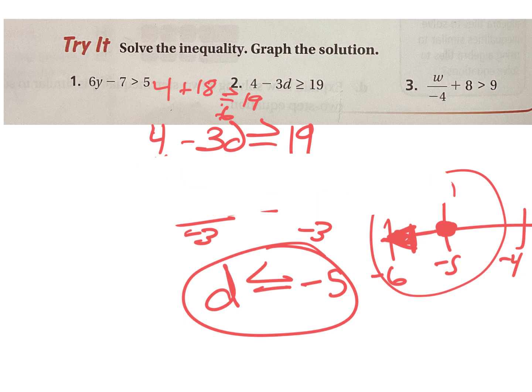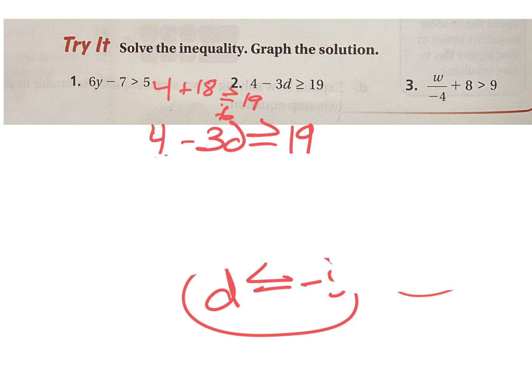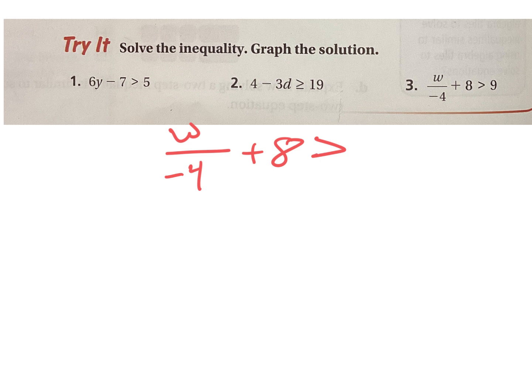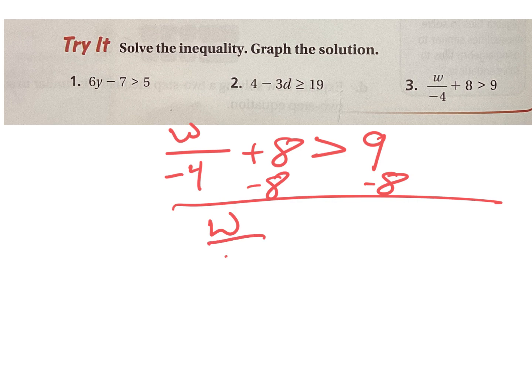All right, let's do one more. Number 3. W divided by negative 4 plus 8 greater than 9. So I'm going to get rid of this plus 8. I'm going to subtract 8 from each side. That gives me W divided by negative 4 greater than 1.